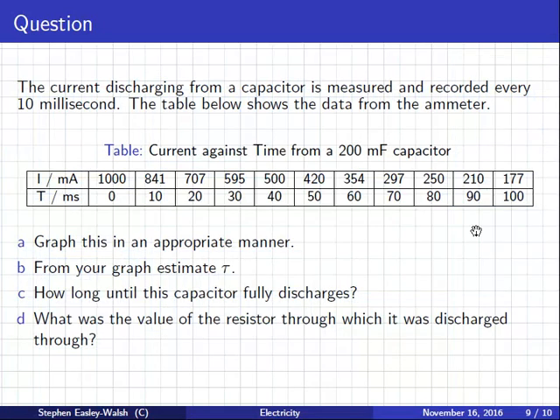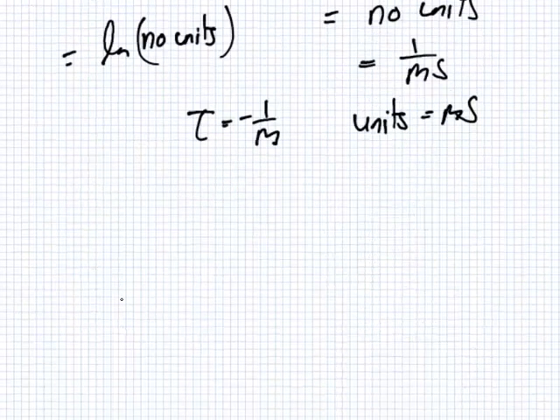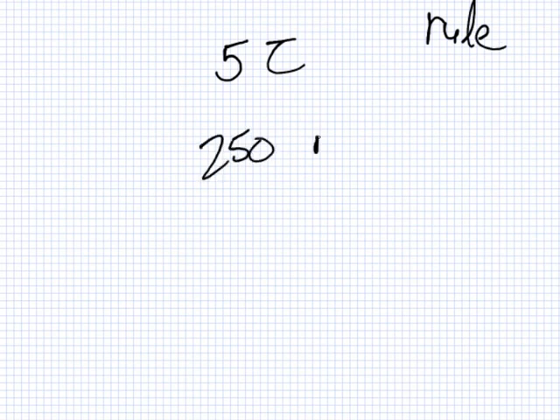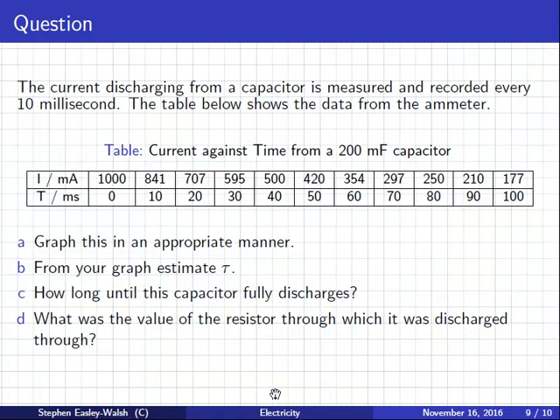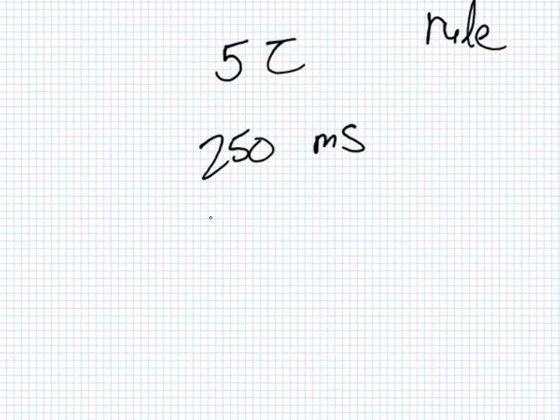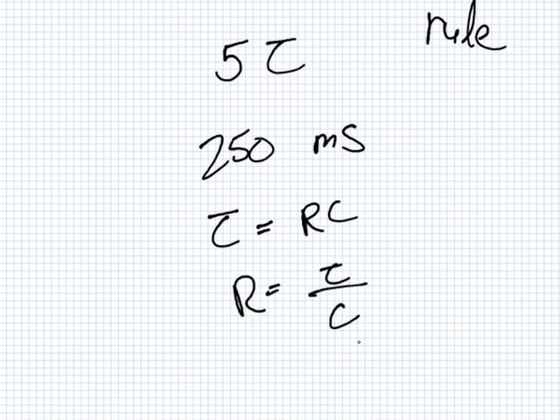Okay. How long until the capacitor fully discharges? How long? Yeah, the time to discharge fully is 5 time constants. This is a rule. So that is 250 milliseconds. And finally, how big was the resistor? Okay, well, the only formula I have is time constant equals RC. So the resistor will be the time constant over the capacitance.